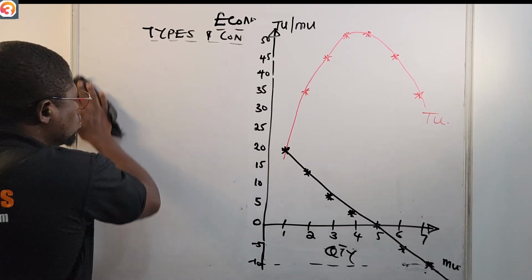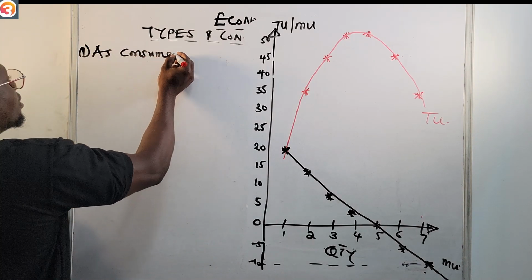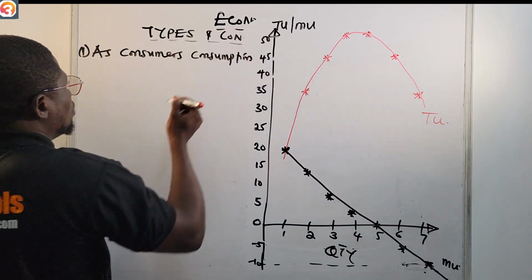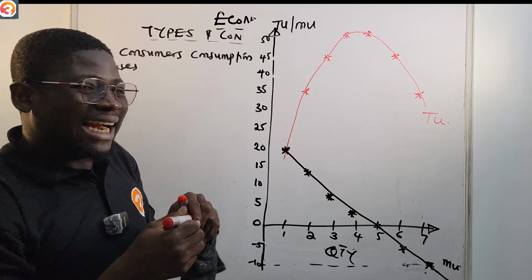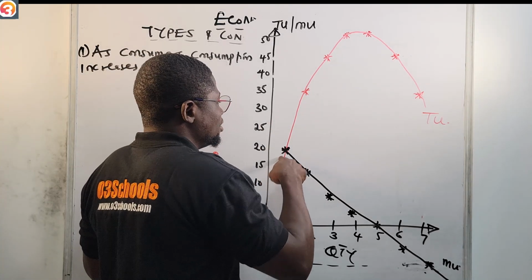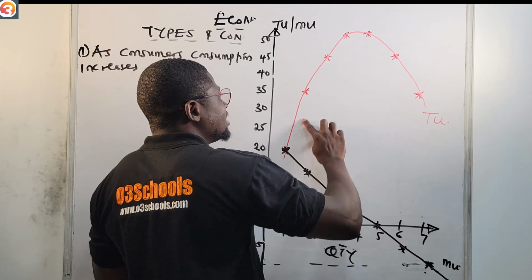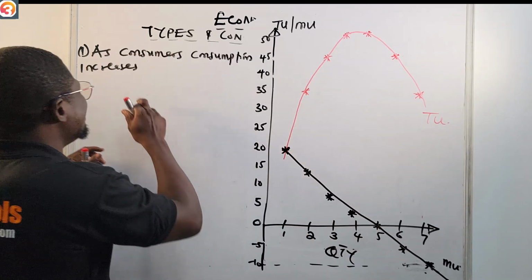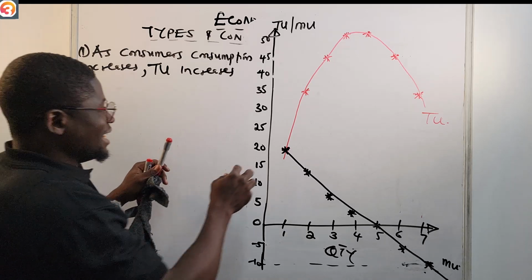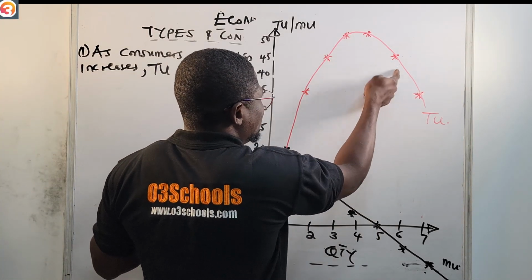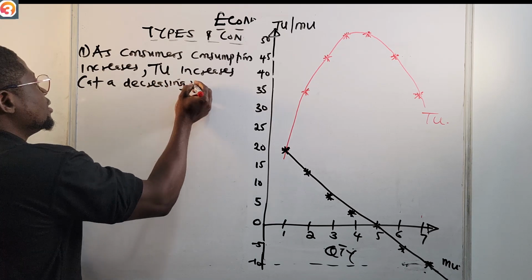All right. So number one of the deductions we make from this is that as a consumer's consumption increases, okay, let us go to the graph. As a consumer's consumption is increasing, from year to year, what did you notice? For the total utility curve, what is happening? Is it not increasing? It is increasing. So as the consumer's consumption increases, total utility increases. But you also notice something as it is increasing. It gets to a point where it starts decreasing. So we say that our total utility increases at a decreasing rate. Please take note.